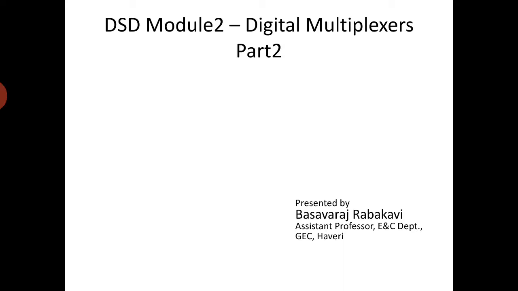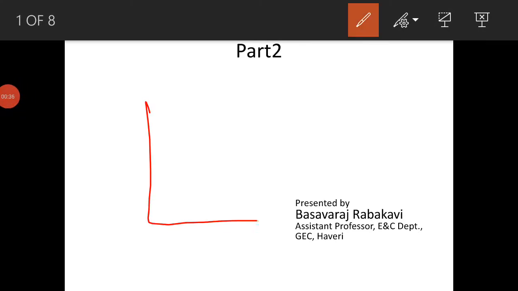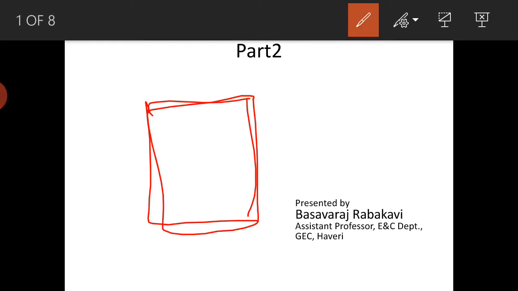Basically, the multiplexer is an electronic device, a combinational circuit, which passes one of the inputs to the output. That means there are n number of inputs and only one output.